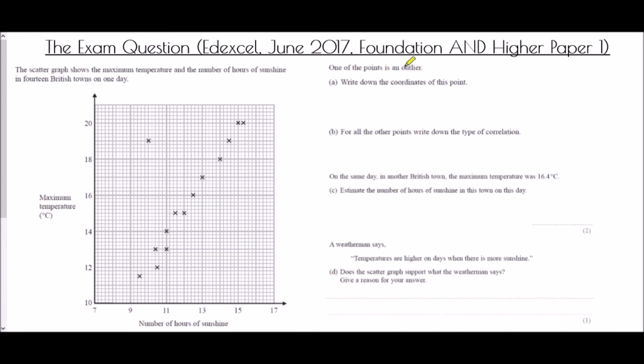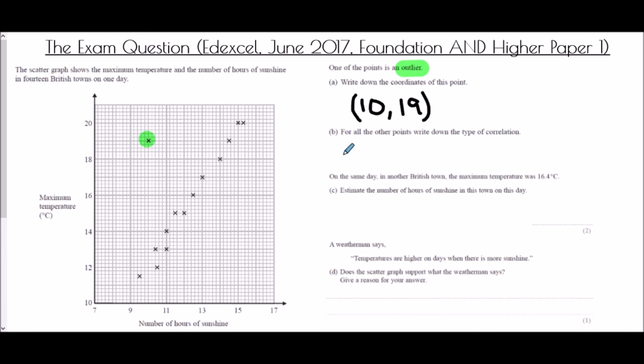Now, that word there is one that we haven't dealt with yet. Outlier basically means something which does not fit the rest of the trend. If we have a look at this data, this is all very closely grouped together in a nice straight line, and then we have this point here. So this one must be our outlier. It's the one that does not fit with everything else. What we are asked for is the coordinate of this point, so we just need to read that off. Well, that is going to be 10, 19. So we're talking about 10 hours of sunshine and a maximum temperature of 19 degrees.